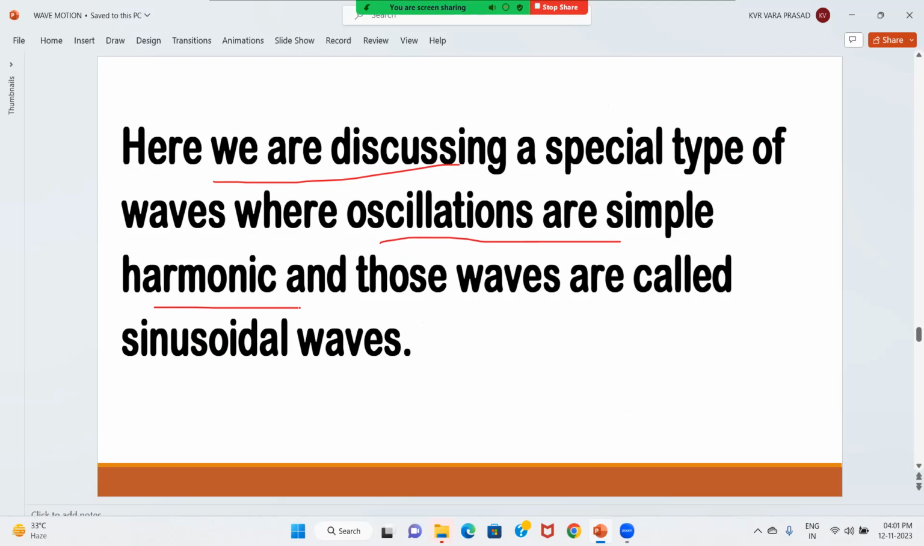And those waves are called sinusoidal waves. That means we represent such a wave with a sine function. Either we can say sine function or cos function, both are the same only. That means here oscillations are simple harmonic. Those are called sinusoidal waves.